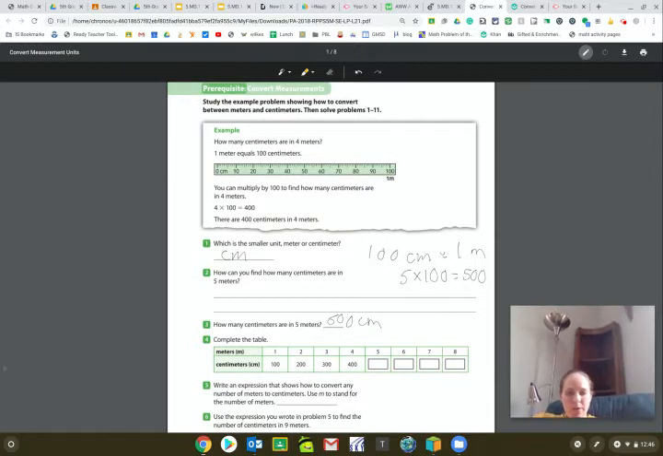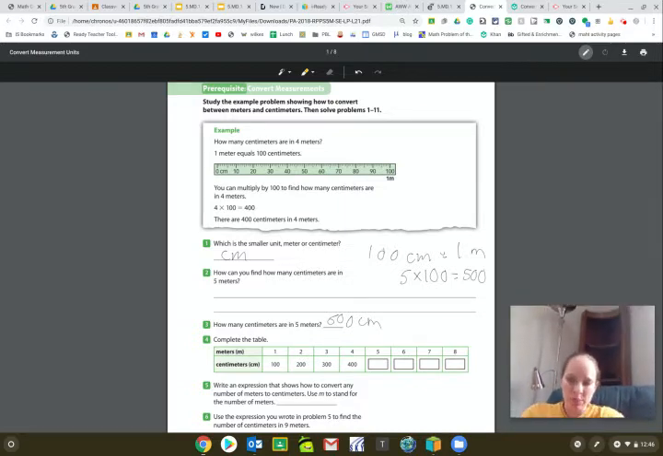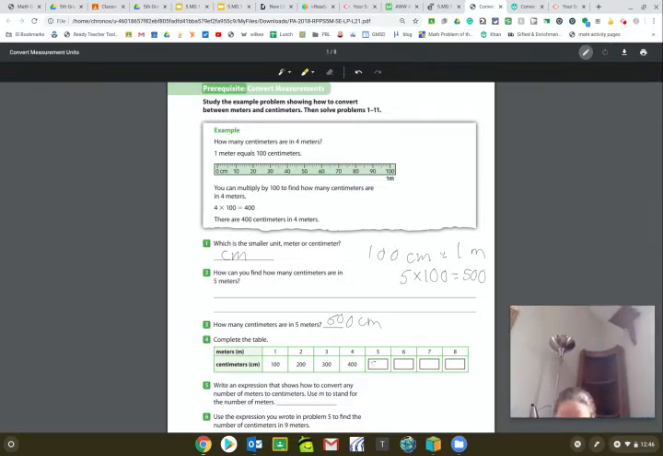If we wanted to complete a table, so we could actually show the relationship between meters and centimeters by creating a table, let's go ahead and complete this table. So we know each time we convert between meters to centimeters, we need to multiply by 100. So if I have 5 meters, it's 500 centimeters, 600, 700, and 8 meters is 800.